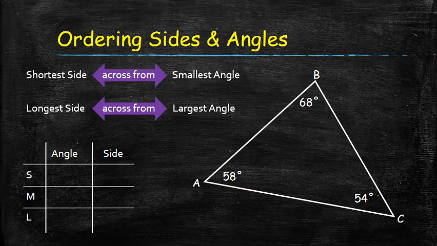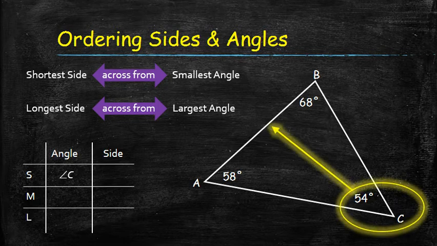In this triangle, the smallest angle is angle C, measuring in at 54 degrees. So beside S in our angle column, I write angle C. I can circle angle C and draw an arrow to the side across from angle C. This shows me that side AB is the shortest side. So I can fill that into our table.